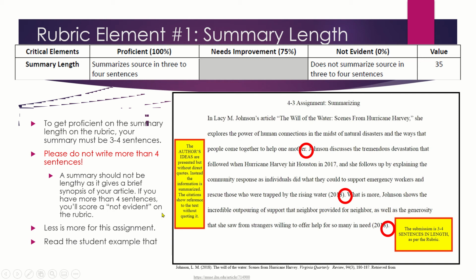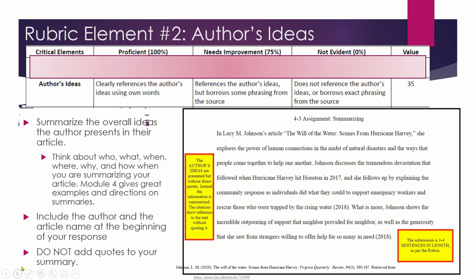I have had students who have gone through and summarized their article in 2 pages of multiple sentences, and they have scored a 0 on this element on the rubric. So you don't want to do that, especially when the value of the length is at 35 points there. All right, so let's move on to the second element of the rubric, which is the author's ideas. I won't actually go through and explain to you how to summarize here in detail because Module 4 will go through that very well.